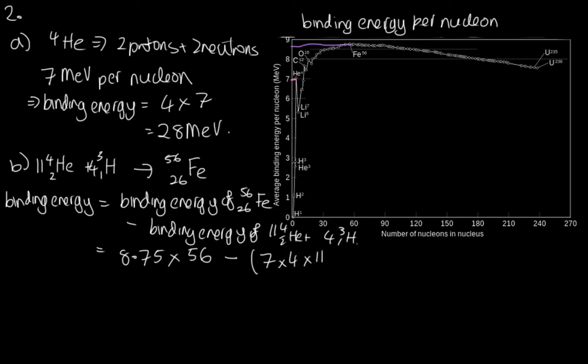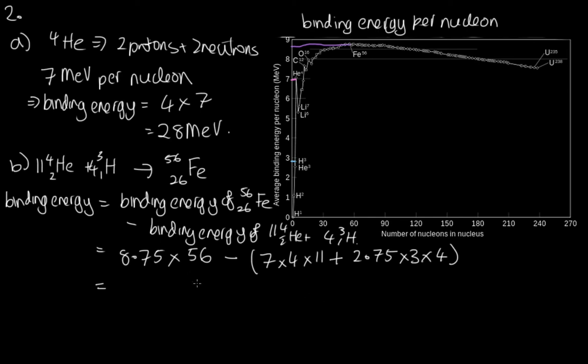And now the hydrogen 3, when we read that off the graph, here's the hydrogen 3. So that's around about 2.75 mega electron volts. So that's plus the 2.75. And then there are 3 nucleons in each of those hydrogen atoms. And there are 4 of those hydrogen nuclei in total.